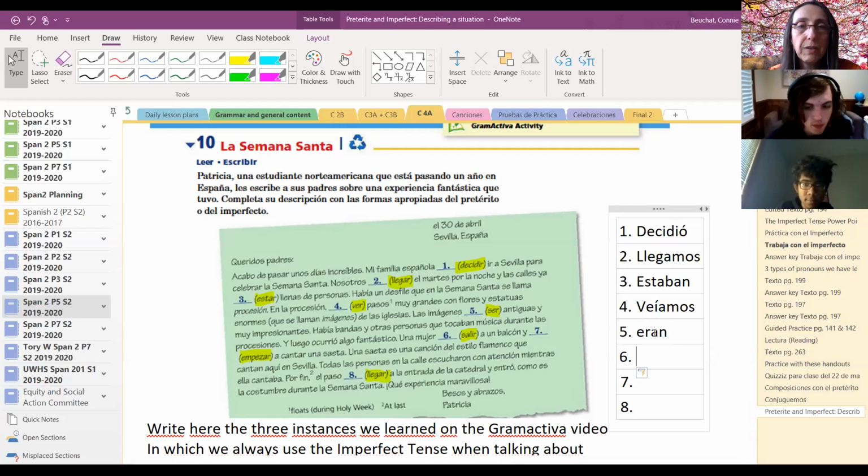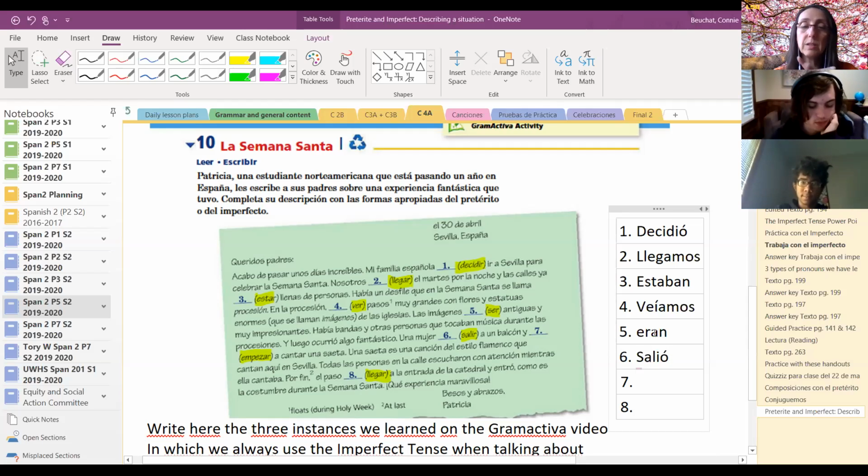Y luego ocurrió algo fantástico. Una mujer salía. So, ocurrió. Something happened. Is this something that was happening in the past, or is this something that happened one time? One time. Yeah, right? Because it said she came out to the balcony. So it's one time. She did this. She walked out in the balcony. Does that make sense? Mhm.